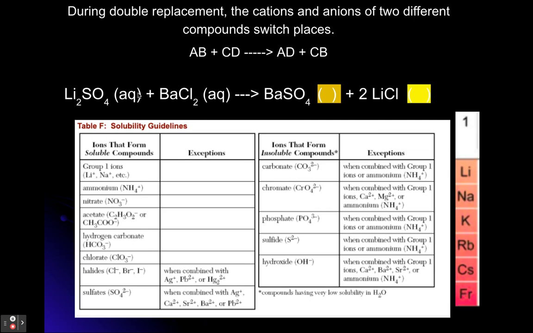They both started off soluble and aqueous. Let's see what the product will be. First, let's start with barium sulfate. So go find sulfate.